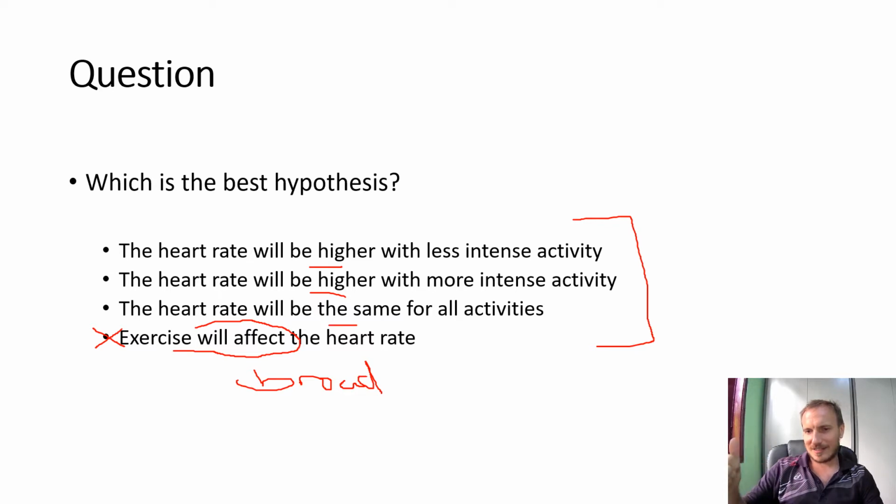Remember, more intense activity needs more energy. More energy means we need to have more respiration. More respiration means there needs to be more oxygen going into that reaction. And the oxygen is coming from the blood. So if we need more oxygen, the blood has to come more quickly. And so the heart has to beat more quickly to supply the oxygen to the body. So I would say the second one is going to be the best prediction. The heart rate will be higher with more intense activity. This matches the information that we have already.